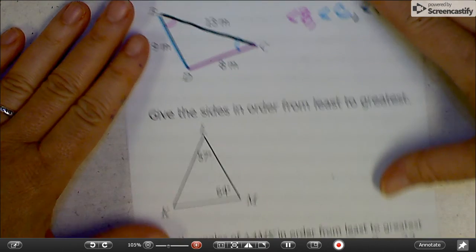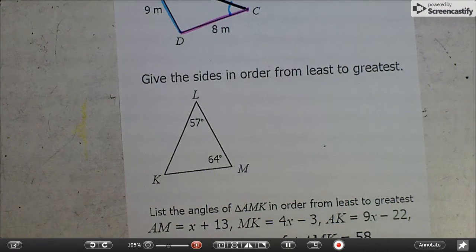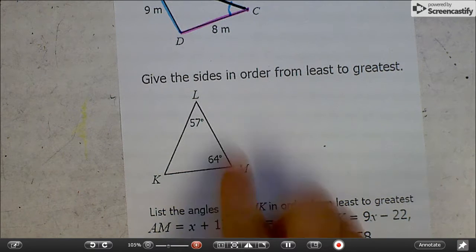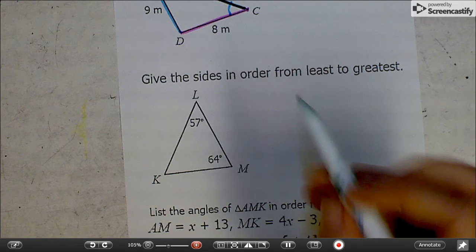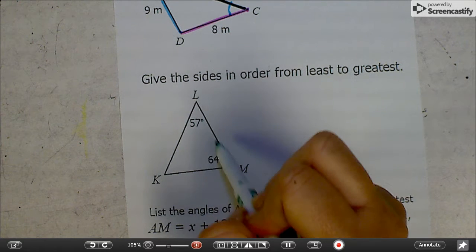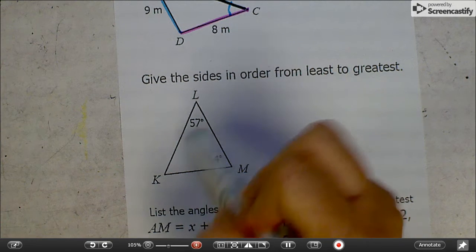Look at the next one. It says to give the sides in order from least to greatest, but we're missing something. What are we missing? One of the angles. How can we find the measure of that angle? Doing the interior angles equals 180. Right, the interior angles in a triangle add up to 180.